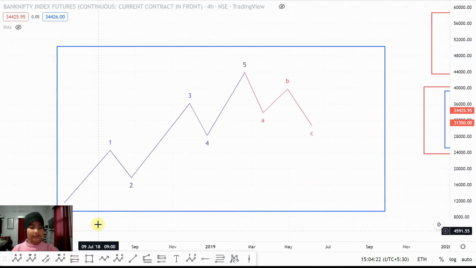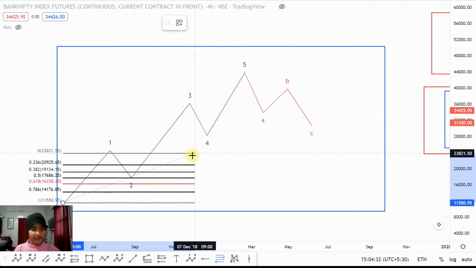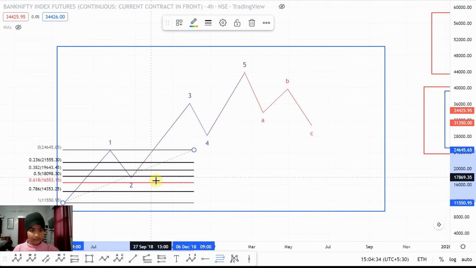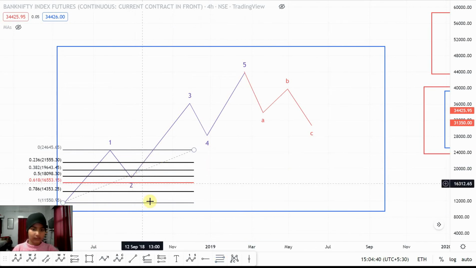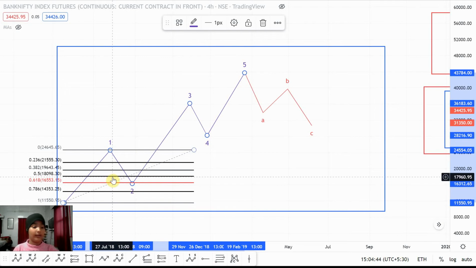Those are the 3 rules. Now let's put a fib to see where our second wave has gone. Our second wave generally goes to the level of the golden ratio, which is 0.618.